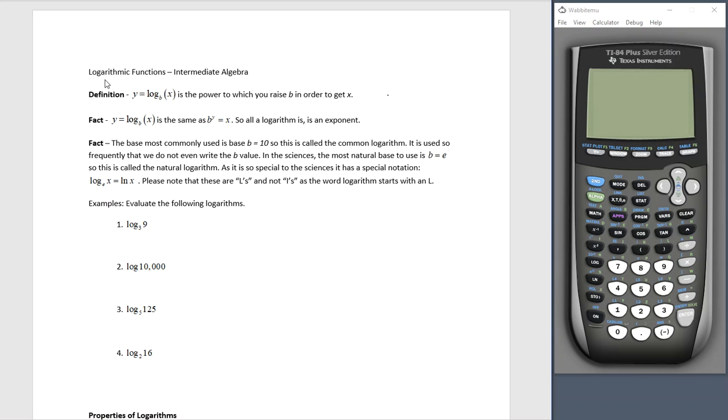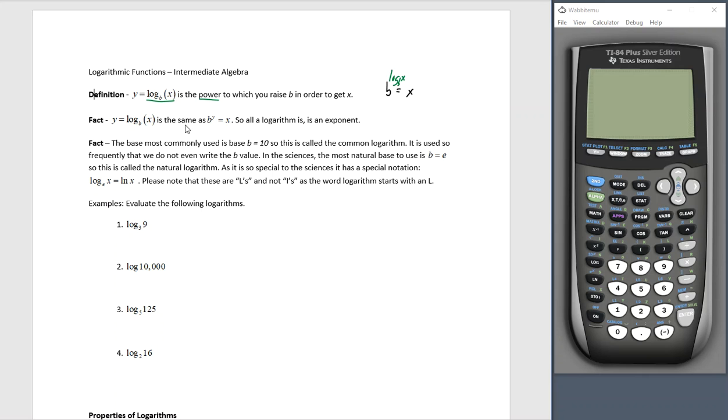So first of all, y equals log base b of x is the power to which you raise b in order to get x. That's it. This logarithm thing is just an exponent. So it's the power to which you raise b. So here we have b. I want to get x. The power I raise that to is log base b of x. Right, so this is all it is, an exponent.